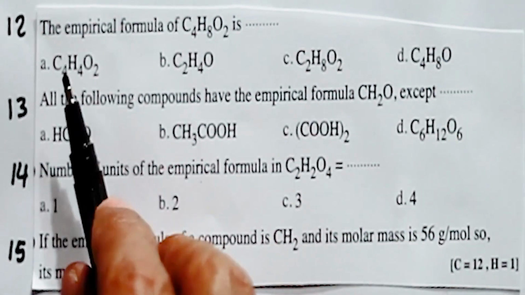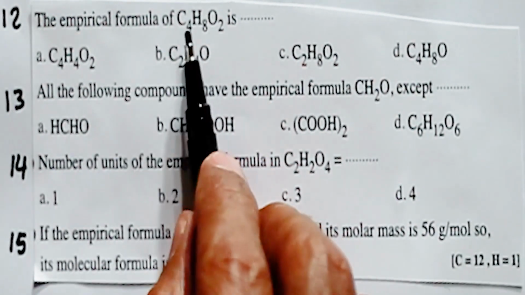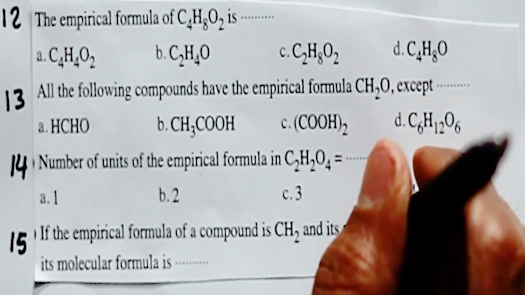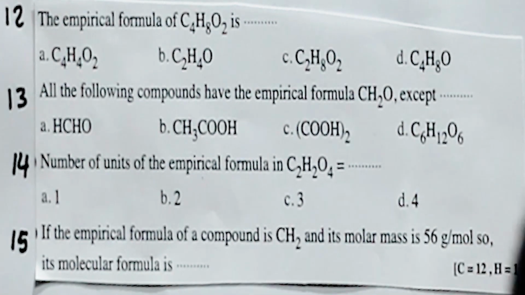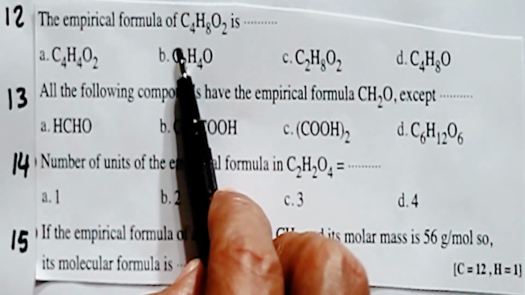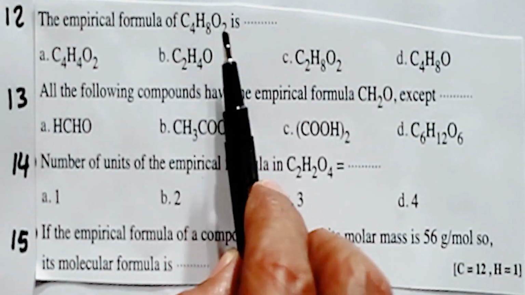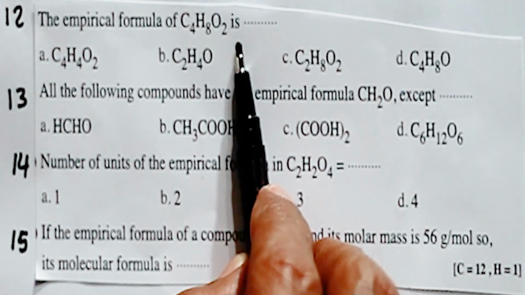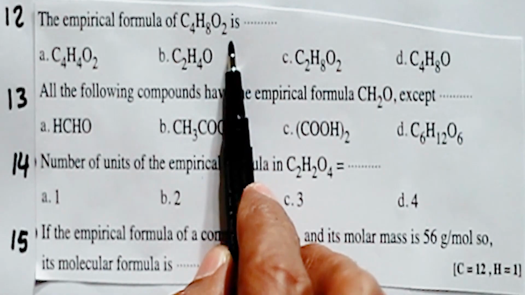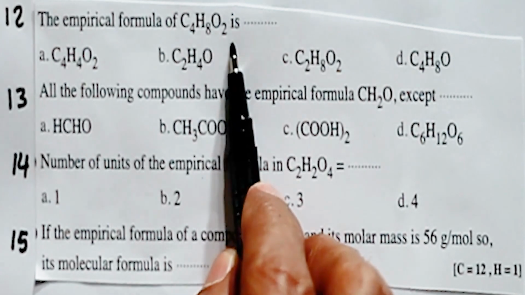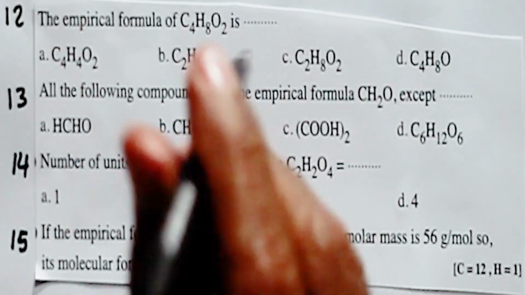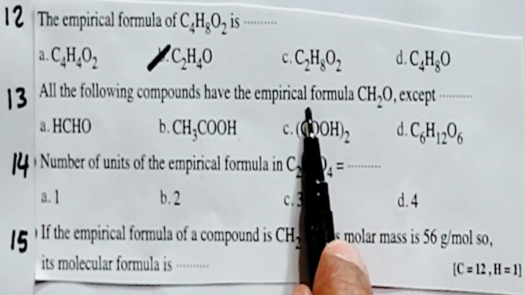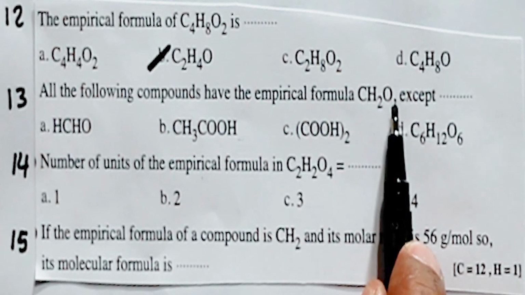We have some examples. The empirical formula of C4H8O2. What is meant by empirical formula? Empirical formula is the simplest ratio between atoms. To calculate the empirical formula of C4H8O2, we must simplify: divide by the smallest number, which gives C2H4O. Choice B.